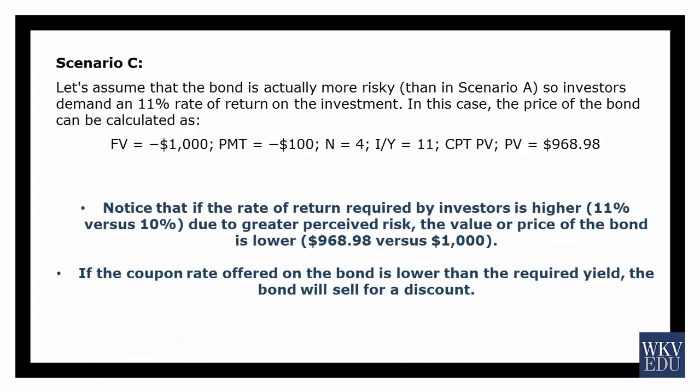If the coupon rate offered on the bond is lower than the required yield, the bond will sell for a discount. Stated differently, the compensation offered to investors for taking on various risks, that's the coupon amount and the face value, is lower than the compensation required by investors for purchasing the bond. Therefore, investors would only be willing to purchase the bond at a discount to par.